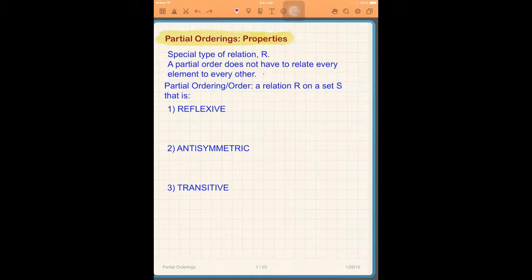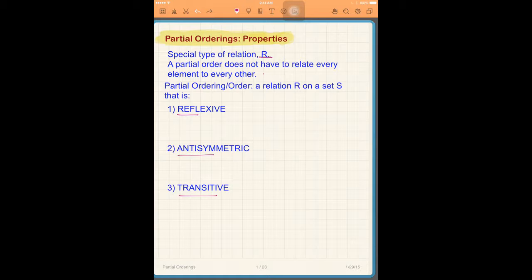This video is on partial orderings and their properties. So a partial ordering or partial order is a special type of relation, and we've been dealing with relations. This one doesn't have to relate every element to every other, but it does have to have three properties. The relation R, in order to be a partial order, needs to be reflexive, antisymmetric, and transitive. If R is reflexive, antisymmetric, and transitive, then it's known as a partial order on a set S, or we can just say an order.